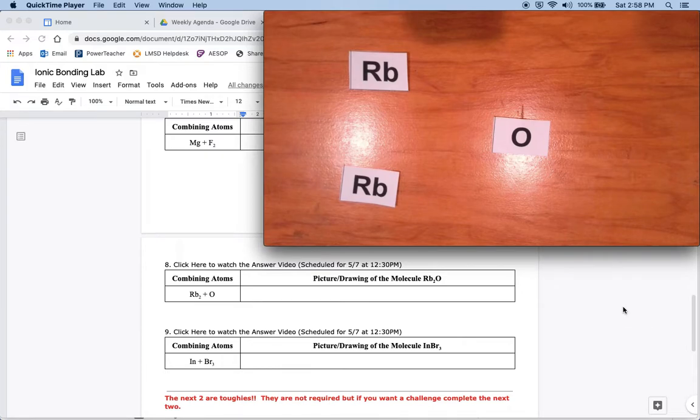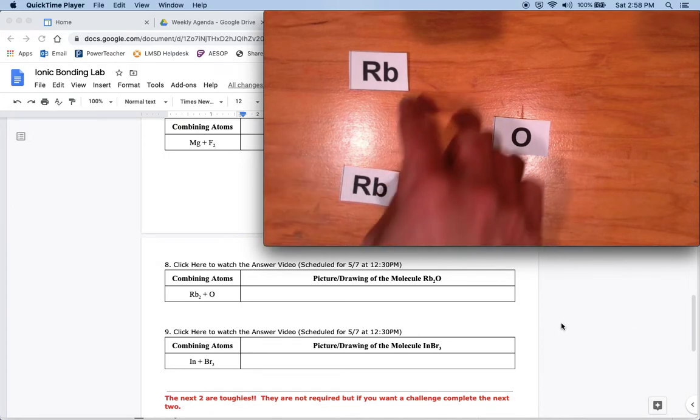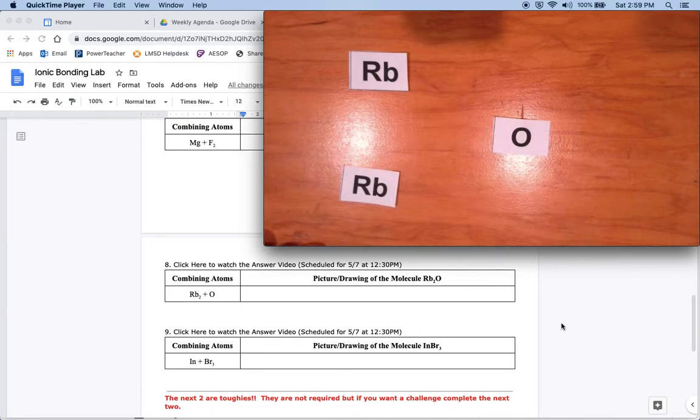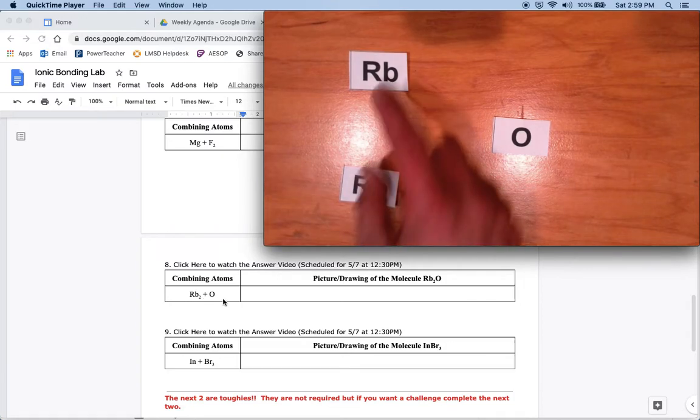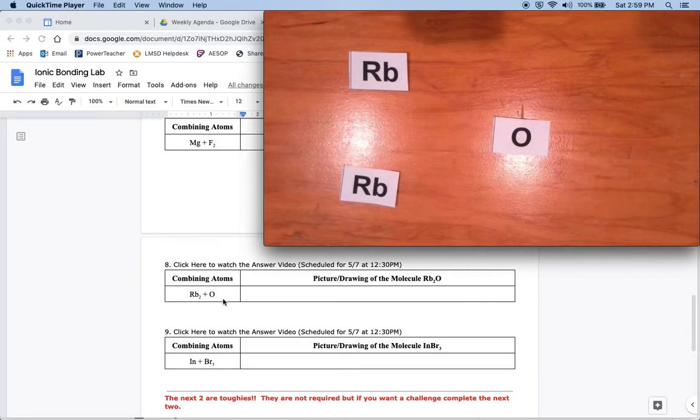All right, our eighth one is rubidium and oxygen combined together. Now remember, there should be two atoms of Rb, rubidium. Why? Because remember, down here there is a 2 next to it. If there's a number next to it, that tells you how many atoms of that particular element you have. Since O doesn't have a number, we know that's 1. So Rb2O. So we have 3 atoms that are combined together.